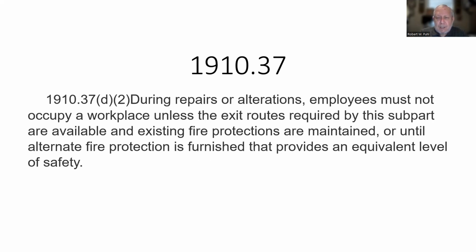Now, during repairs or alterations, employees must not occupy a workplace unless the exit routes required by this subpart are available and existing fire protections are maintained, or until alternate fire protection is furnished that provides an equivalent level of safety. They write this ambiguously because everything is different. So alternate fire protection is furnished and provides an equivalent level of safety. That's one that is going to depend on the situation. If it's a simple, small building, it might be something simple, small. If it's a big, complicated structure, you may not be able to do it at all.